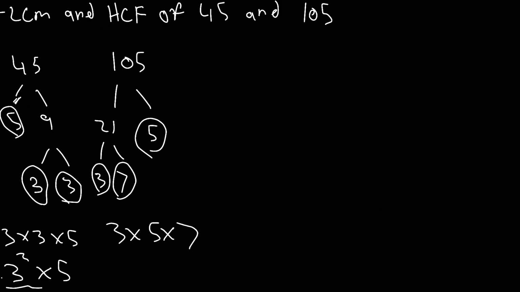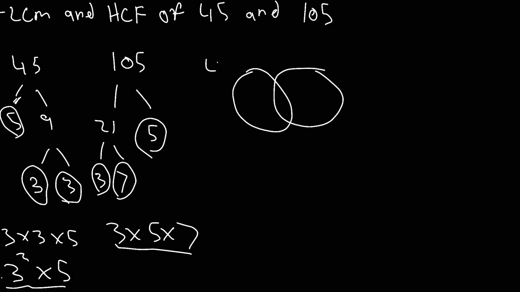Now that I have these products, step 2 would be to construct the Venn diagram. So step 2 over here, I'd make my Venn diagram. I have 45 circle here and 105 circle here. So the first thing I would do is see all the common factors. On the 45 over here, I can see that I have 2 3's and a 5. And over here on the 105, I have a 3 and a 5.